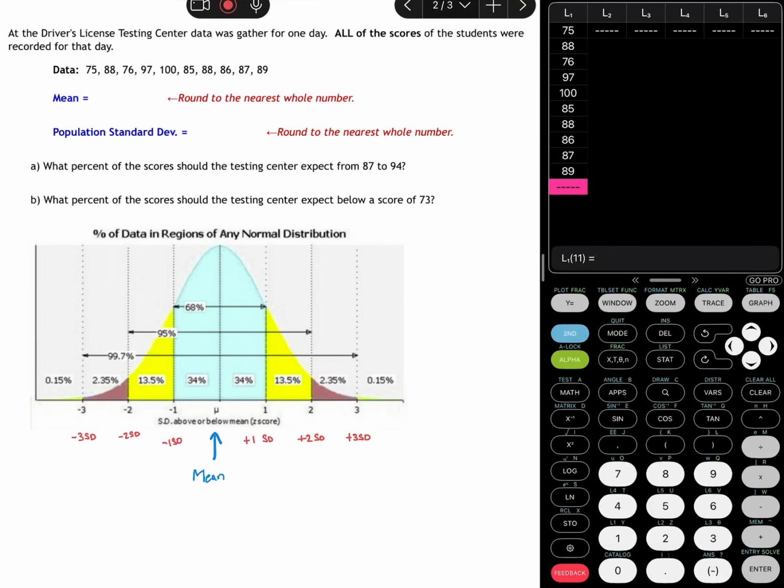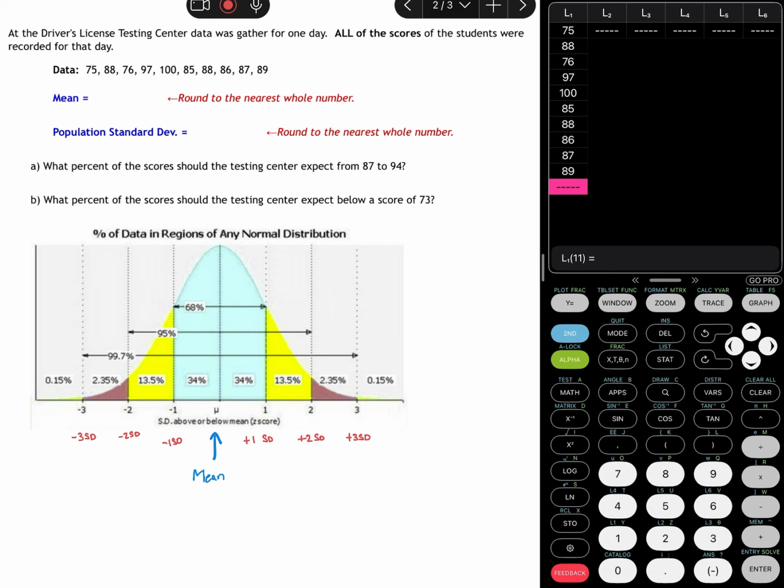Hello, this question is asking us to use our mean and standard deviation to make some statements about some percentages of data. And so what you see down below here, we have our normal distribution and all the percents that are within these standard deviations.